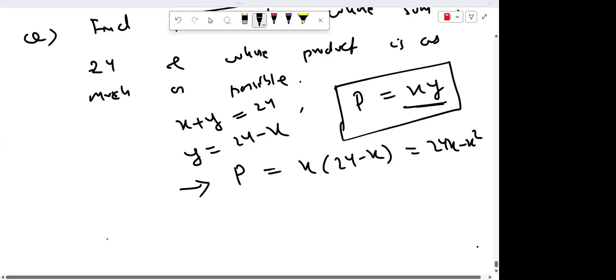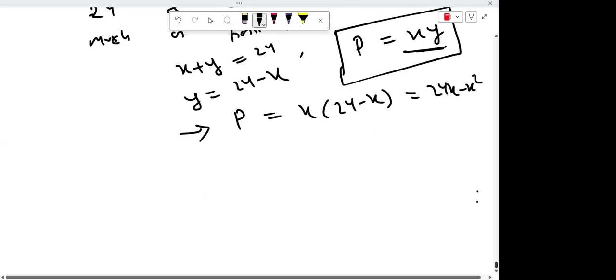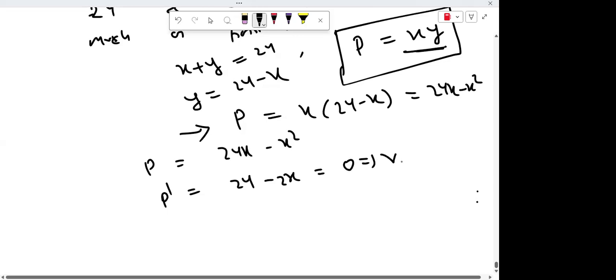Okay, all right, let's see. We have P as 24x minus x square. So P dash will be 24 minus 2x, which is 0. So x will be 12. So P double dash will be minus 2, which is negative.